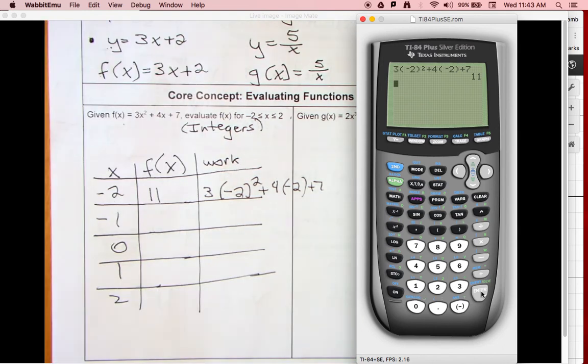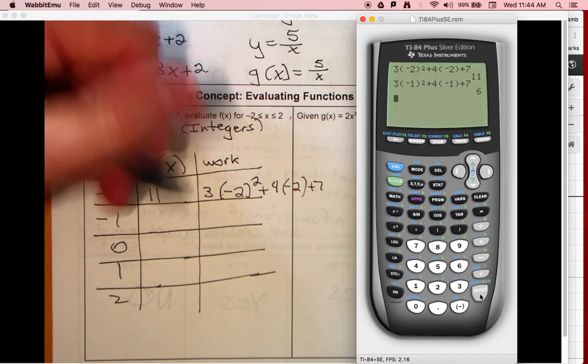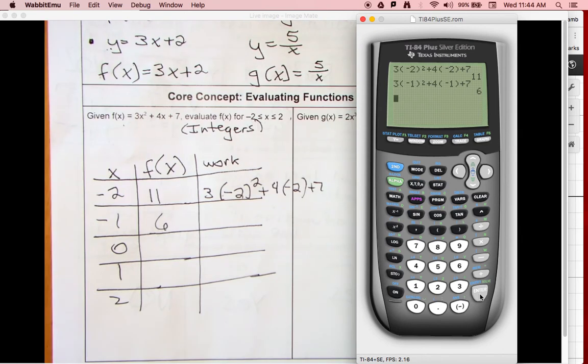Cool, now we got to do it for negative 1. But watch this, if you use the TI calculator, if you hit the second key and then enter, it brings up everything you just typed in. So now all I got to do is take my arrow key, go over to negative 2 and change that 2 to a 1. And that's all the work I got to show. I've set my problem up. I don't need to show anything else down here. It's simple arithmetic at this point.